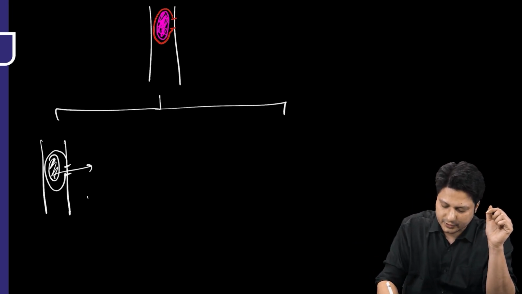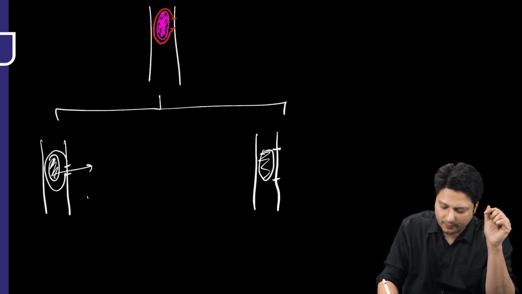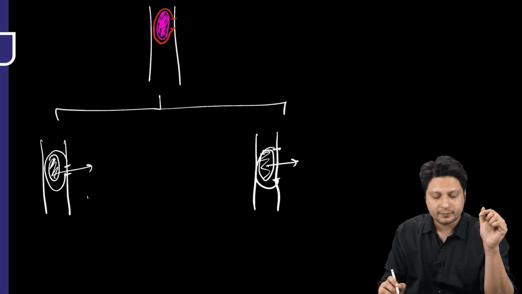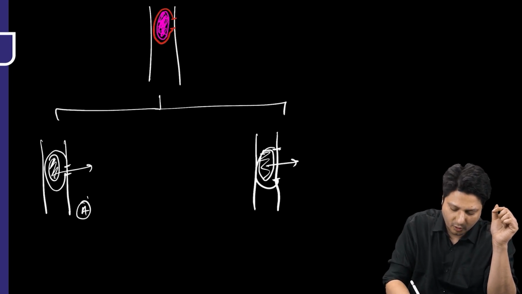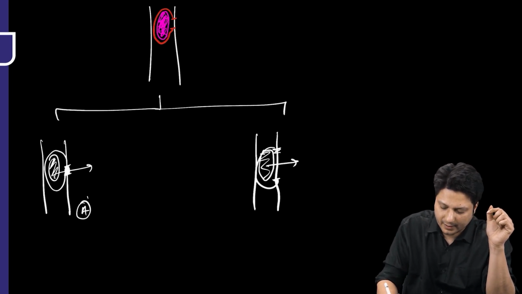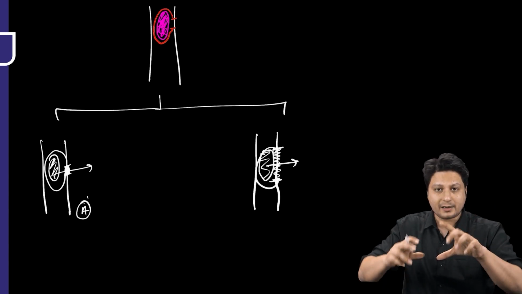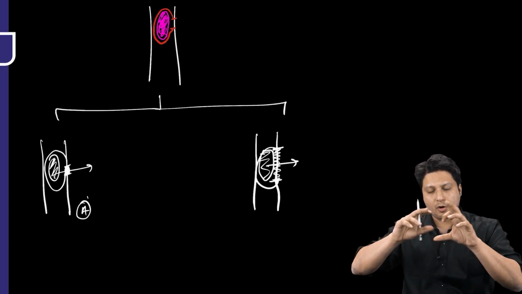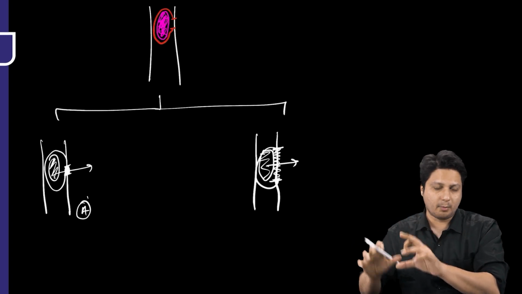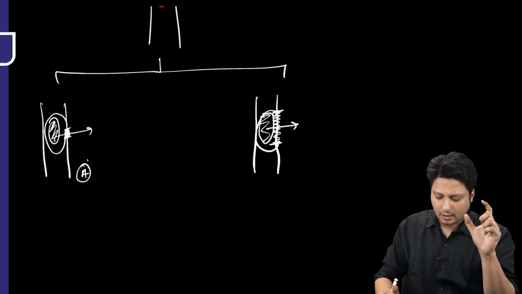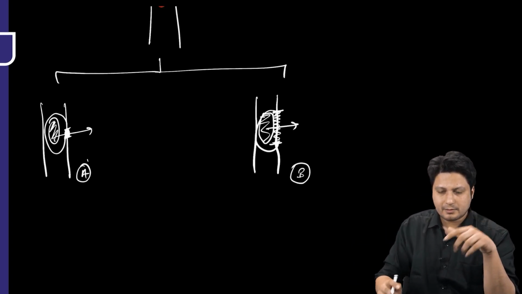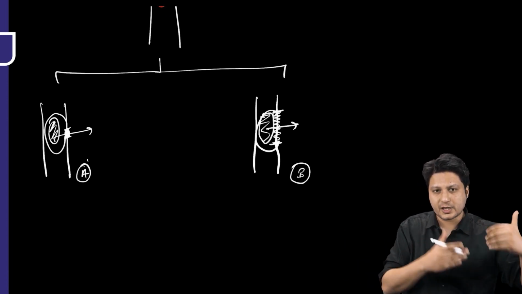And procedure B is that you create a larger window and then remove everything out. So this is procedure A, where a small window is created, while there is a procedure B where a larger defect in the bone, or a larger cavity in the bone, is created. All right. Now, out of the two, which one is likely to be beneficial? Is it procedure A or procedure B?